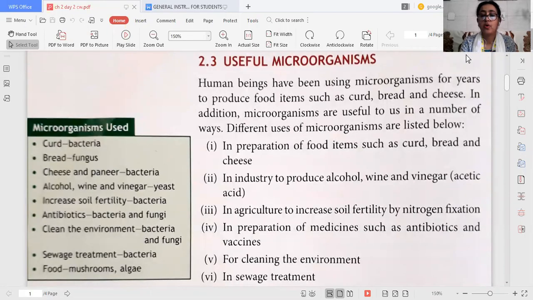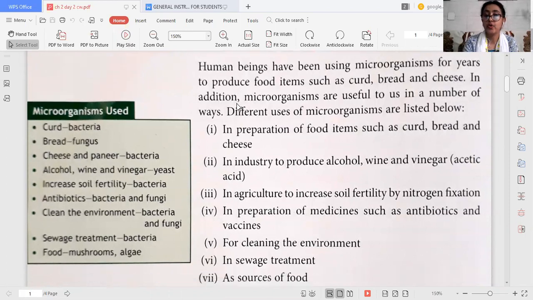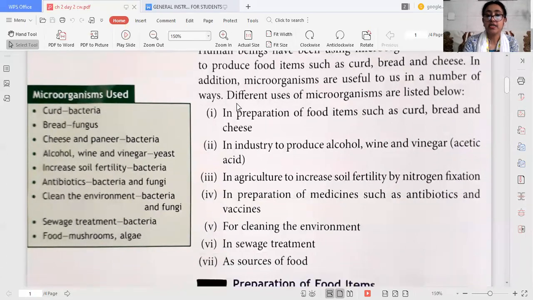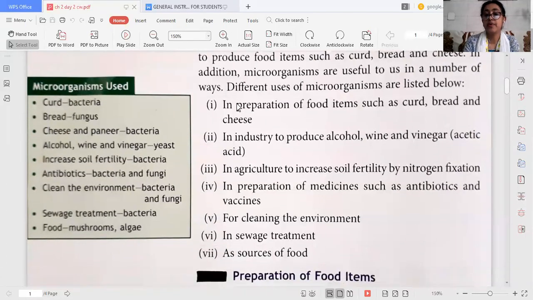Useful microorganisms. On the day we started, I said that microorganisms can be useful as well as harmful. Harmful we have done. Today we will discuss a few microorganisms which are very useful for us. Food items like curd, bread and cheese are all prepared with the help of microorganisms. The first use is in the preparation of food items like curd, bread and cheese.